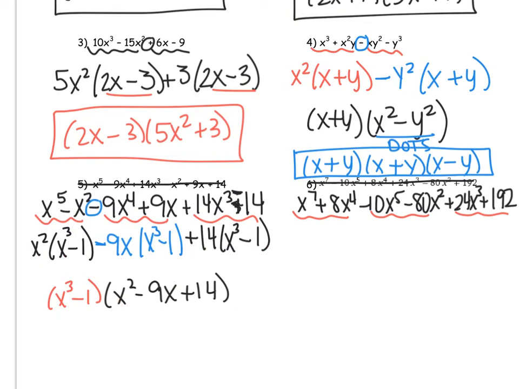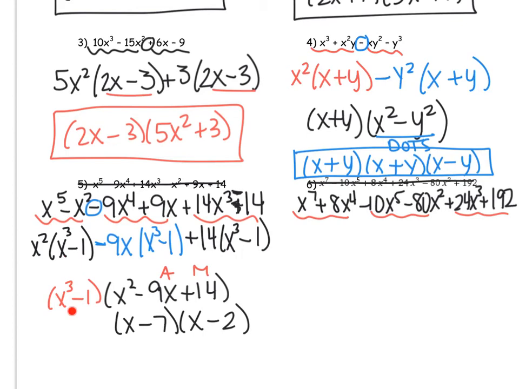Now you're going to hate me, but I can factor all of these pieces again. This here is a trinomial with a being 1, so I can actually use the AM method. So I need numbers that multiply to 14 that add to negative 9. And those factors are x minus 7 and x minus 2.